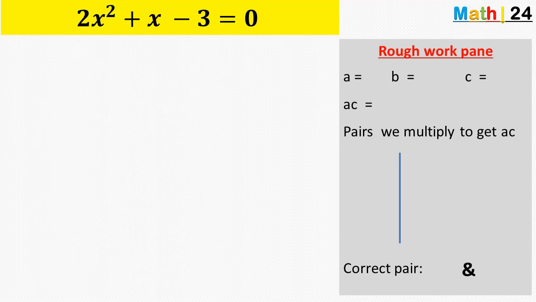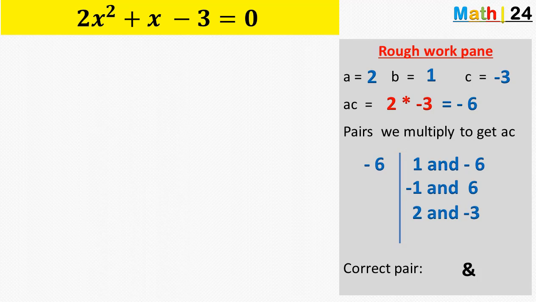The values of a, b, and c are 2, 1, and minus 3 respectively. Our AC is going to be 2 times minus 3, giving us minus 6. Looking for pairs of factors of minus 6 that when you multiply, you have minus 6. You have 1 and minus 6. Equally, we have minus 1 and plus 6. We have 2 and minus 3, as well as minus 2 and plus 3.